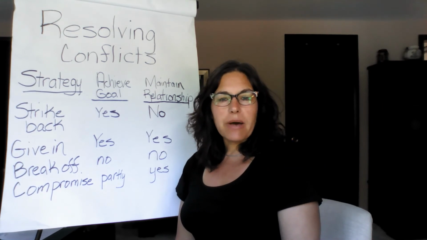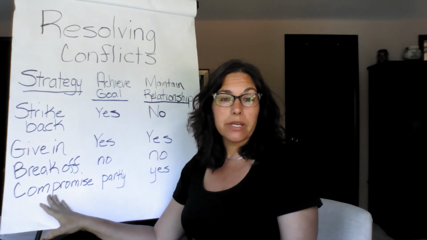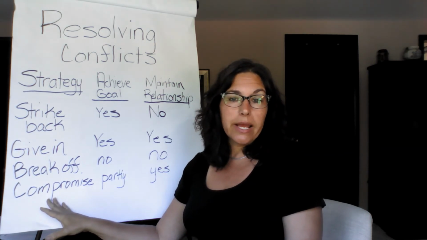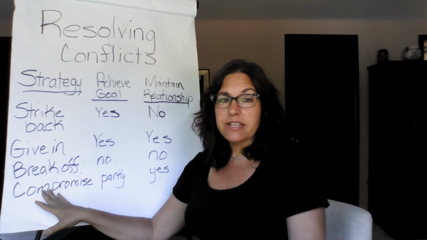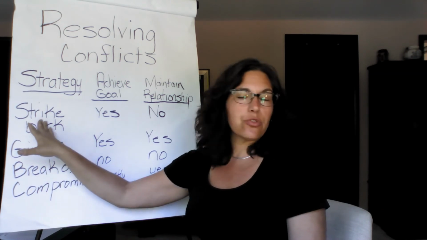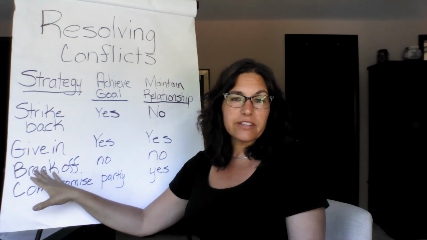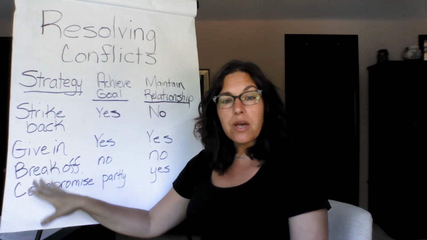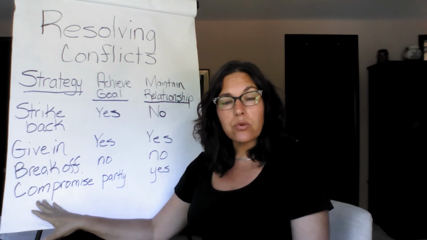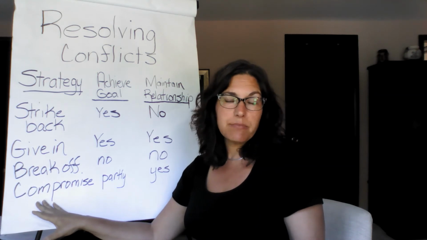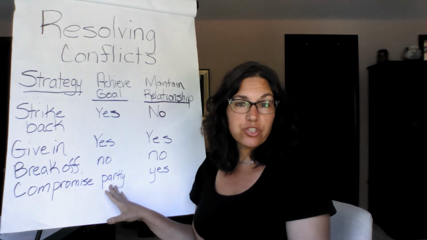The next one I want to talk about is a compromise. When you make a compromise with somebody, the idea is that you want to meet them halfway. And this is a good strategy to use to help you resolve conflicts. Hopefully you've noticed that the first three, striking back, giving in, or breaking off, are not effective strategies to resolve conflicts. Compromise, however, is a good strategy to help you resolve conflicts. And when you compromise with someone, when you make that effort to meet them halfway, you're able to at least partially achieve your goal.